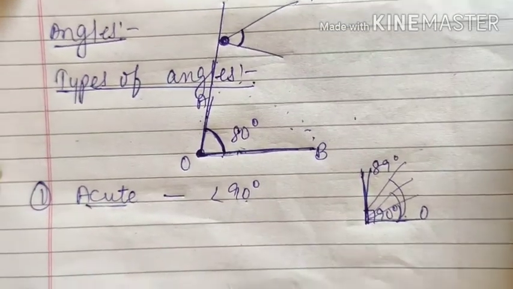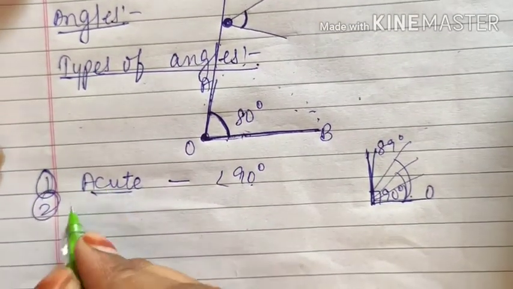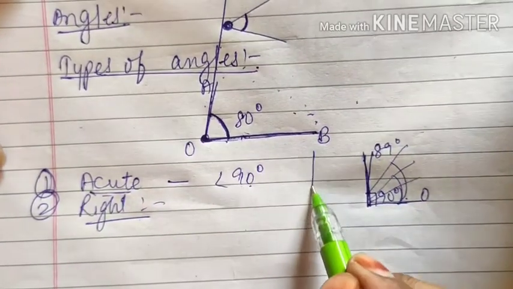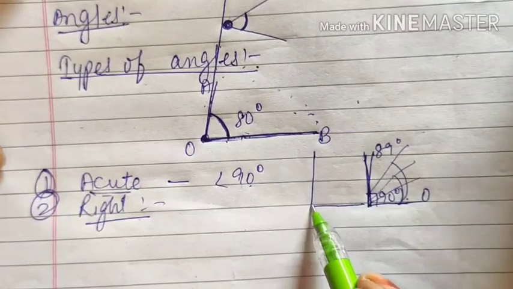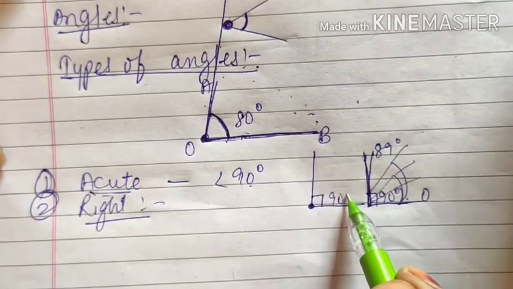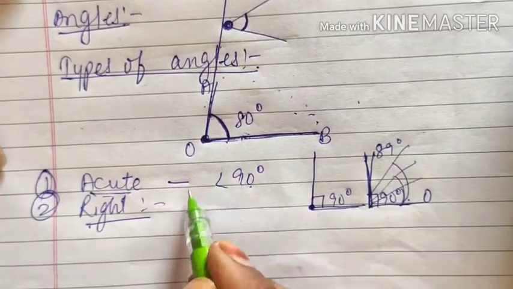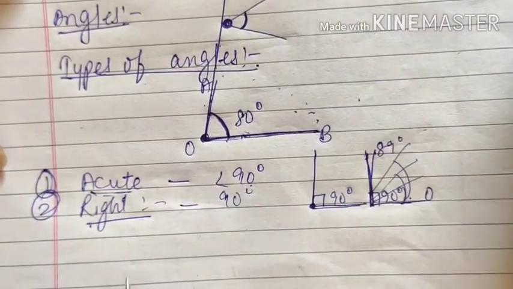Similarly, the second one is right angle. If the angle between both the line segments or rays is 90 degree, that is known as a right angle. That means this angle is a right angle. So the angle which is 90 degree is known as right angle.